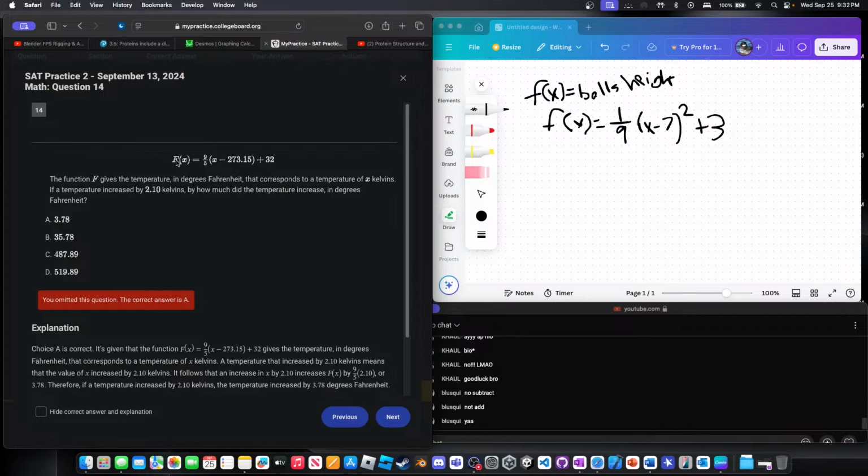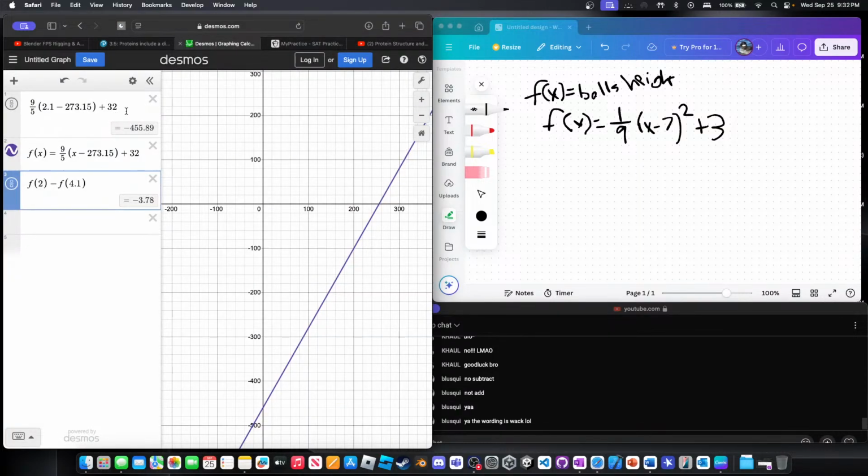See, these SAT questions are worded so weirdly. Temperature increased by 2.10 kelvins. Yeah, now that you said that you could take any value and that value increased by 2.10, that makes so much more sense. But I was thinking that... Wait, but if it literally increased by 2.10 kelvins, then why not? No, if it increased by 2.10, why can't we just put 2.10 into this equation? Yeah, why? Why does it give us 455.89?